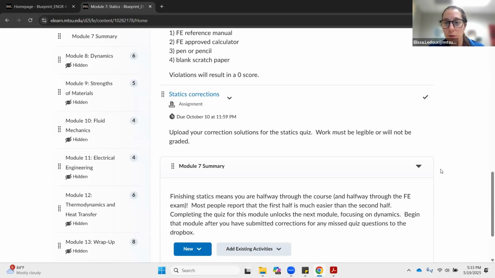All right, so once you're comfortable with the statics material, then move on to dynamics.